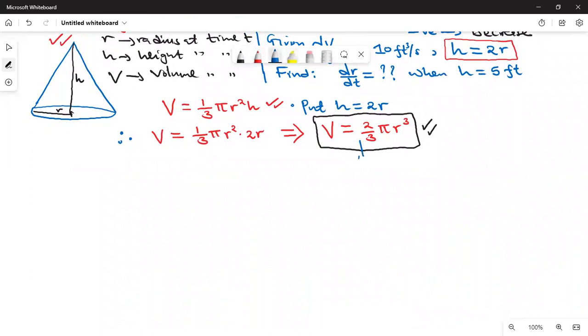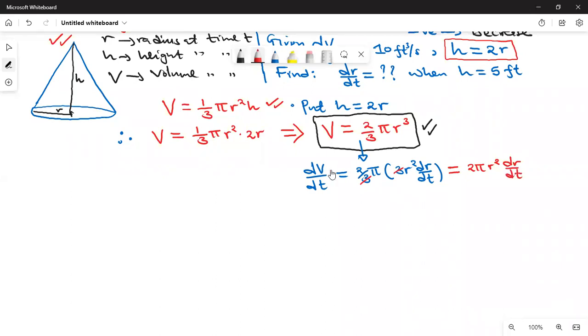From this equation, the derivative of V with respect to t is equal to 2 over 3 pi, which is a constant, differentiate r cubed, that is 3r squared, then times dr dt. Chain rule, remember, for implicit differentiation, this 3 will cancel, and so this is the same as 2 pi r squared times dr dt.